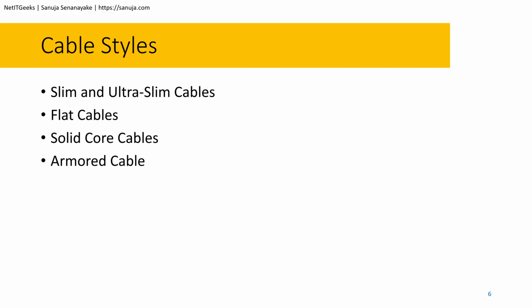So the flat cables are some of the cables that sometimes come in the box with some of the switches and routers, like the consumer switches and consumer routers. Basically all the cables are going to be very flat. The difference between a flat cable and a slim or ultra slim cable is that slim and ultra slim cable also have a change in gauge of the wire.